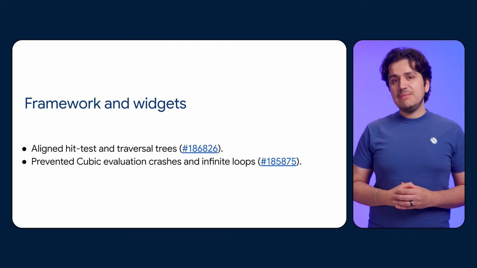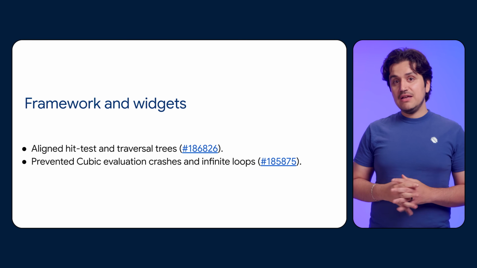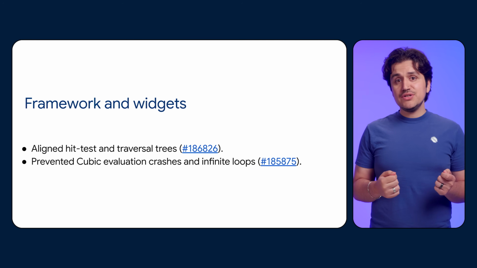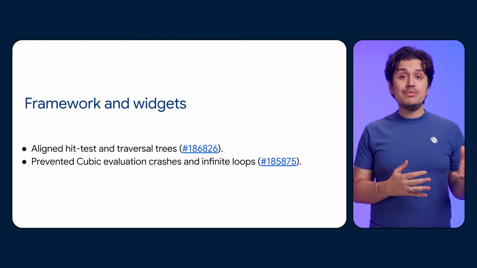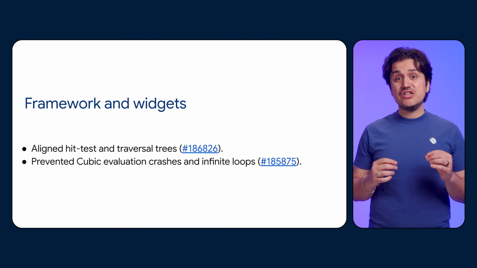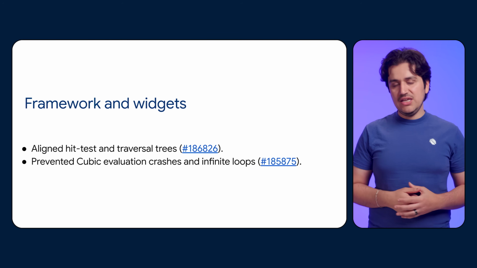We've also aligned the hit test tree with the traversal tree by filtering out nodes missing traversal parents. This ensures that screen reader users and keyboard navigation don't get stuck in focus traps on invisible or non-traversable nodes. Next, custom physics animation just got a safety upgrade. We fixed a bug in cubic evaluations where out-of-bounds progress inputs could lock your app in an infinite loop or cause rendering crashes. Your custom spring simulations and bounce animations will now work exactly the way you want them to.